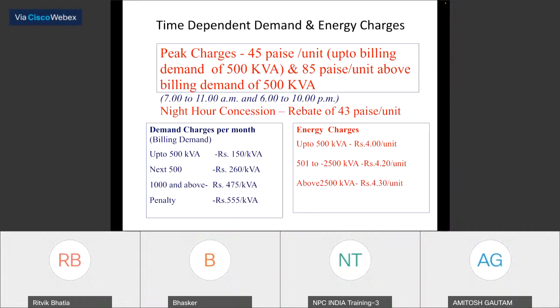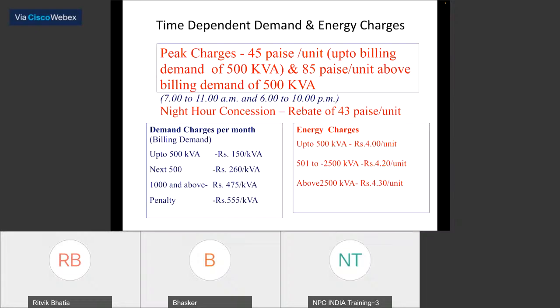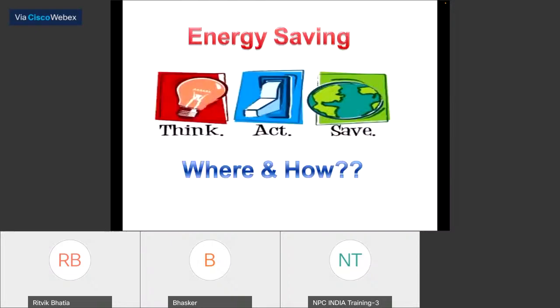So this energy charges also, if you just see up to 500 kVA, it is 4 rupees per unit. For 500 kVA and above up to 2500 kVA, it is 4 rupees 20 paisa, and above 2500 kVA, it is 4 rupees 30 paisa. So even there is an increase in the unit charges or the energy charges, and that is also to be taken care of while utilizing the energy during the daytime.